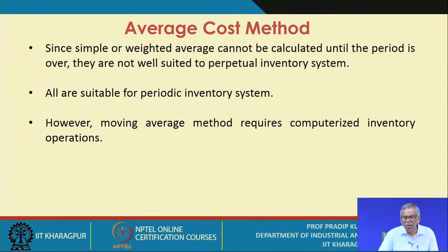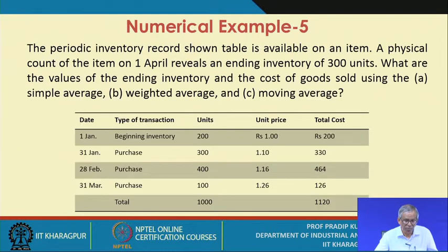So that's why it is not applicable for perpetual inventory control systems, but it is applicable for the periodic review system. However, the moving average method requires computerized inventory operations. This is a must when you deal with a large number of inventory items.